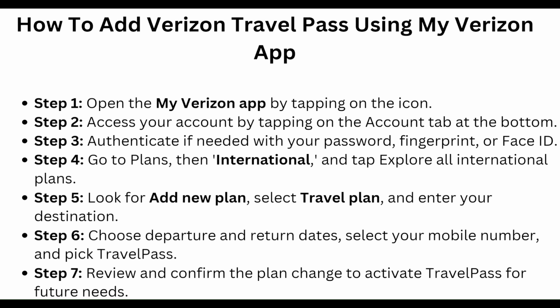Okay. Once you tap the all international plans, look for add new plan and select travel plan. And after selecting the travel plan, enter your destination and choose the departure and return date. Select your mobile number and pick travel. Then fill in all your details, and then review and confirm the plan.